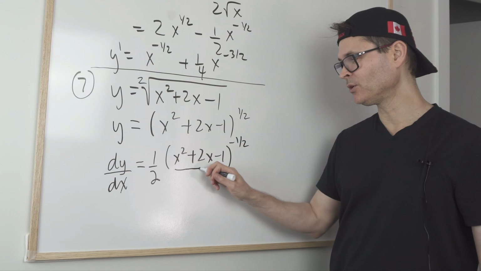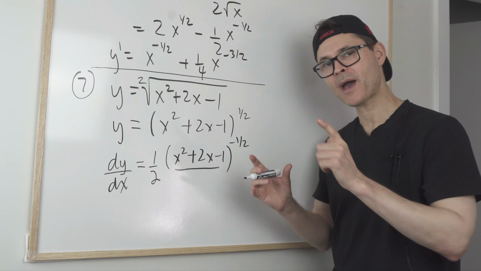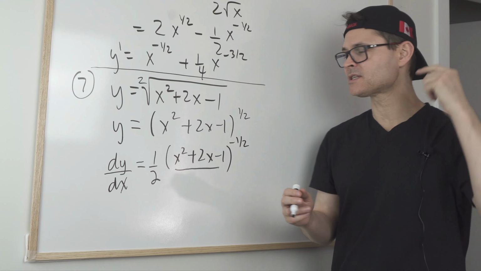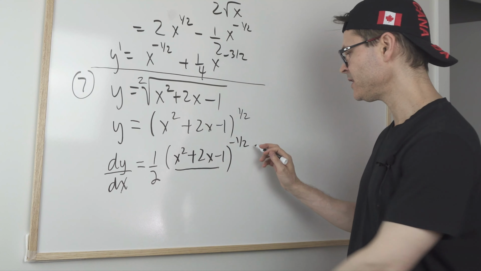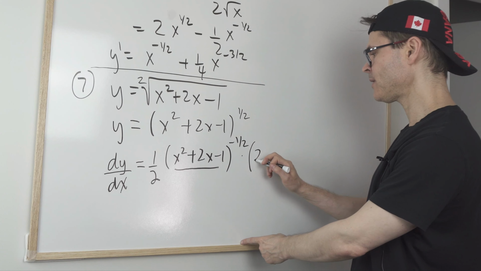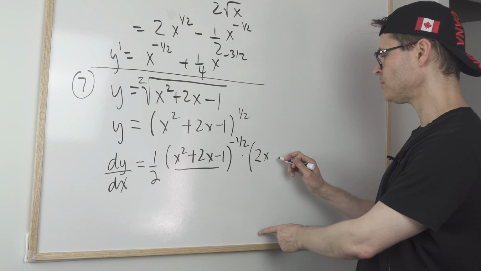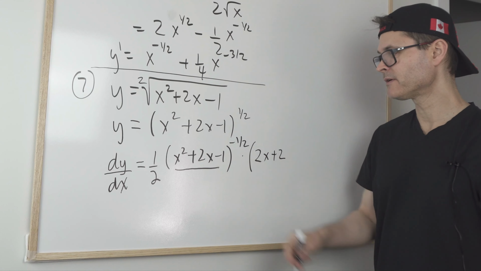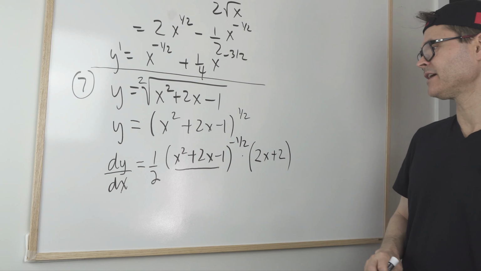And then don't forget, look, you got a chain rule. So when you have a power, the base itself is the inside function. Take the derivative of the inside function and multiply it. The derivative of x squared is 2x. The derivative of 2x is plus 2. And the derivative of negative 1 is 0. I leave it like that.